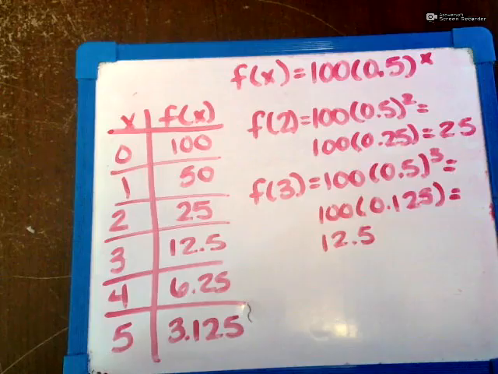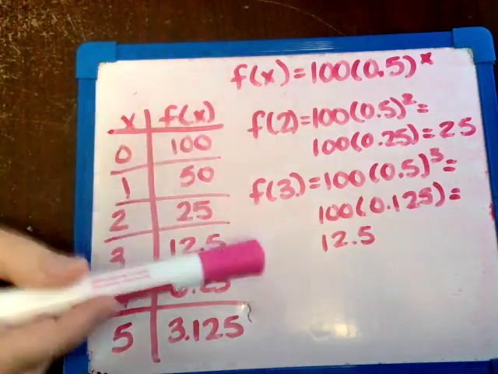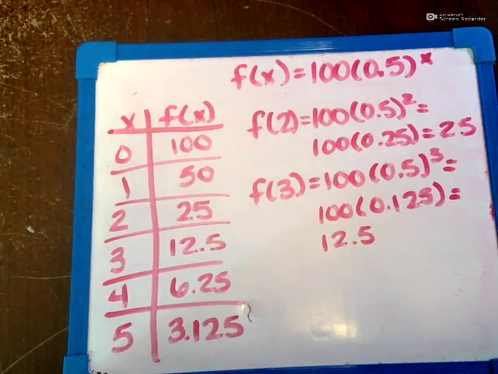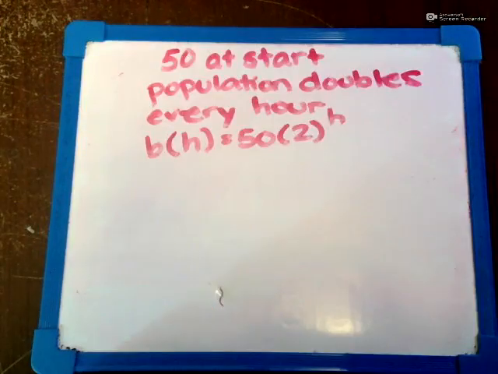Pause it, do it. Here you go, your math. Your answers are 25 and 12.5. Pause it if you need to go over the numbers.